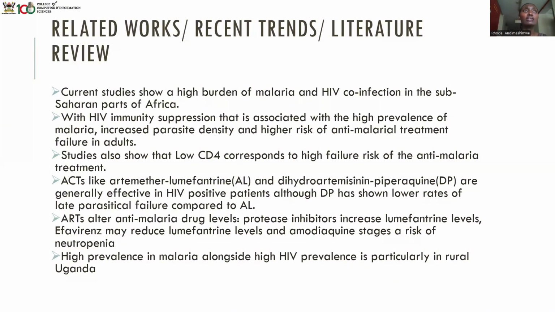We also see that CD4 count, which is an immune health marker, shows that wherever in our dataset we have a low CD4 count, it corresponds to a high failure risk. We have ACTs like AL and DP that are really effective in HIV positive patients, and DP has lower rates of failing. Then the ARTs that we are giving our HIV patients, some of these are influencing the rate of failure because they increase the lumefantrine levels, for example, and so lead to a high risk of failure in our patients. So, moving on to our next slide.